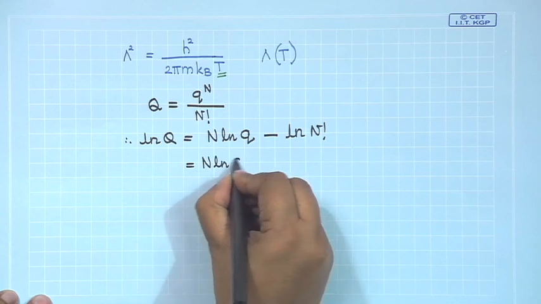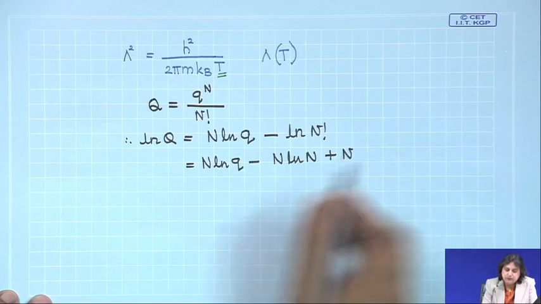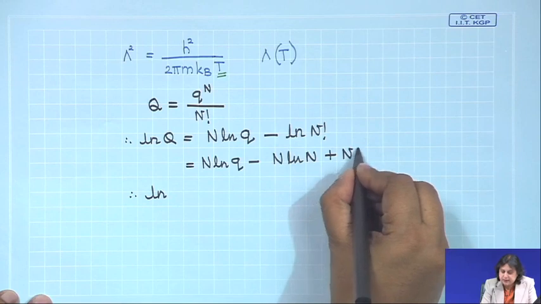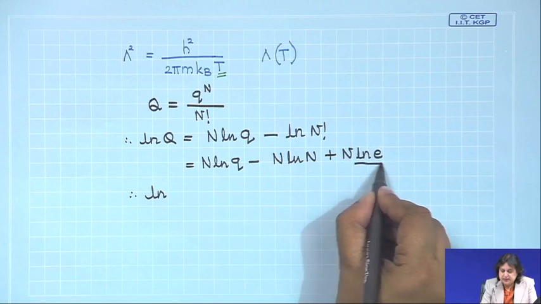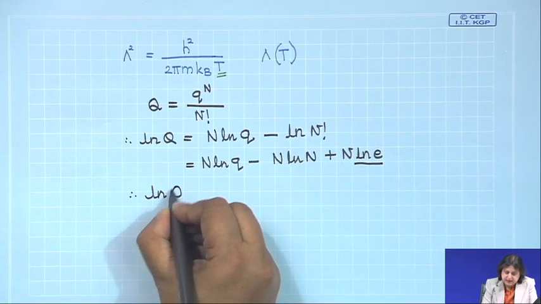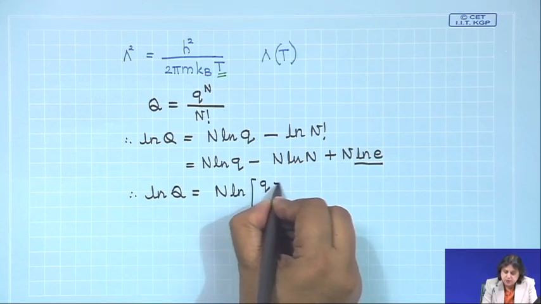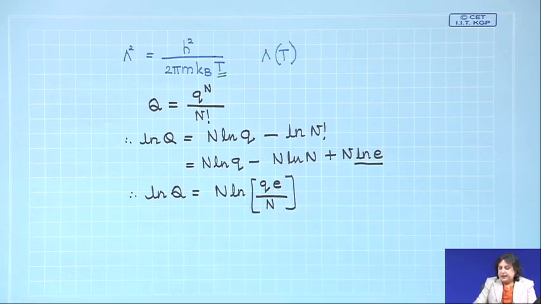So, we are in a position to use Stirling's approximation here, and if I do that, then I am going to write it as minus N ln N plus N. Okay. And therefore, this N I am going to replace by capital N, ln E is nothing but 1. So, that tells me that ln Q can now be simplified and written as N ln (qE divided by N), and that is exactly what I have shown you here.